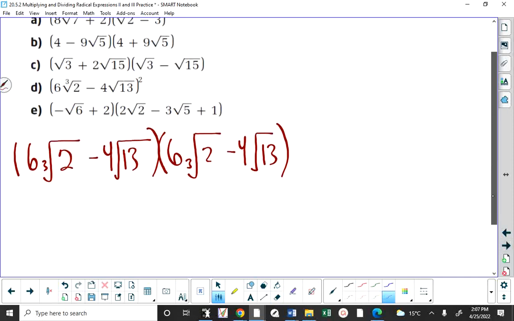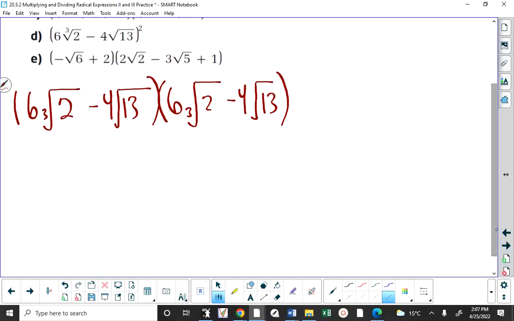Okay, so now I have to FOIL. So the only thing that really makes this a Unit 5 problem in Math 20-1 is we've got radicals instead of just x's and numbers. So I'm going to multiply my first, and then my outer, and then my inner, and then my last. My first will be the product of 6 cube root 2 times 6 cube root 2. So I multiply the coefficients, and I multiply the radicands. So I get cube root 4.